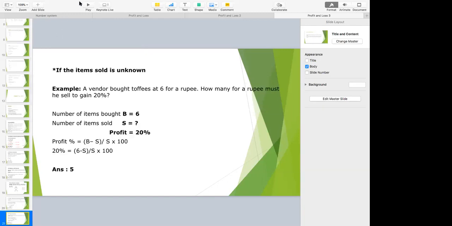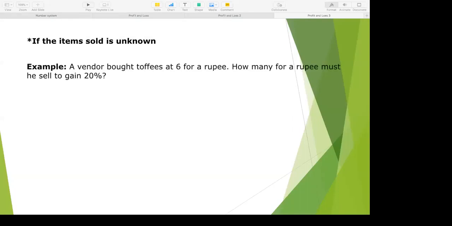So here's a simple question for you. A vendor bought toffees at 6 for a rupee. How many for a rupee must he sell to gain 20%? For those trying to figure out the first statement, if you see a statement which says a vendor bought toffees at 6 for a rupee, it simply means that for 1 rupee, the vendor bought 6 toffees. Bought toffees at 6 means the number of units bought is 6.